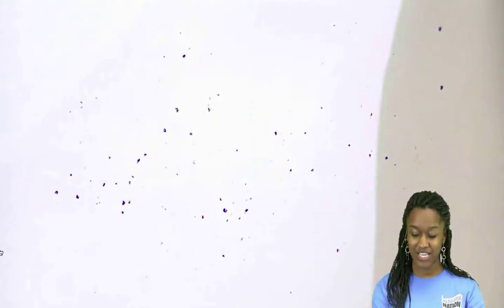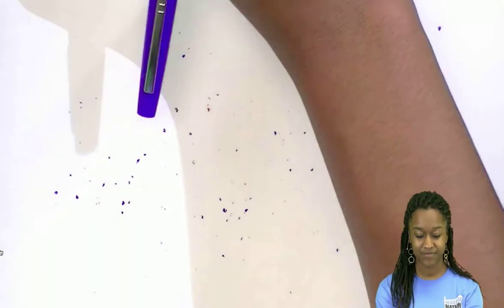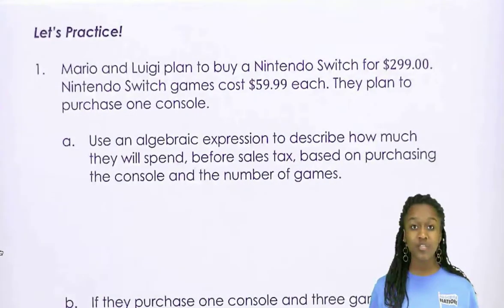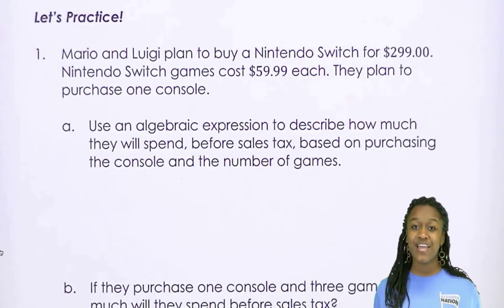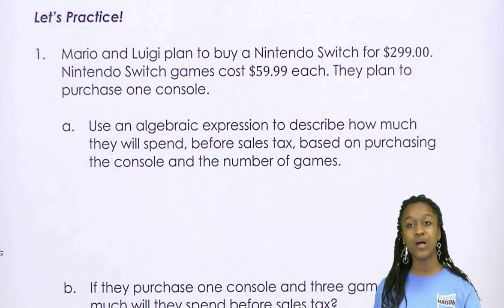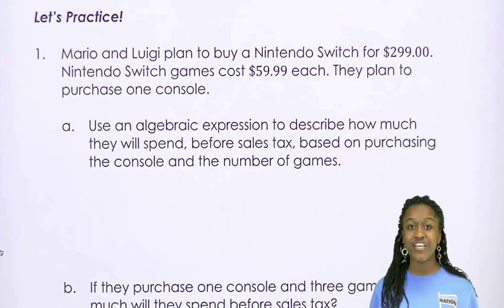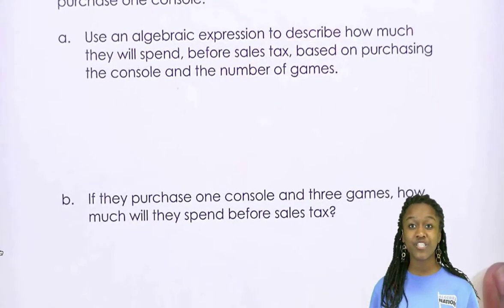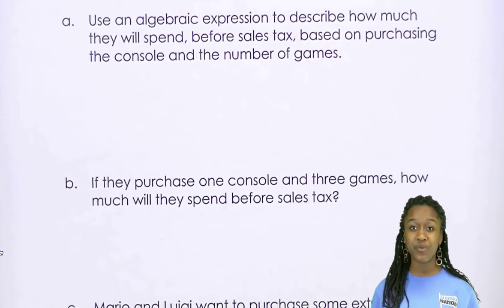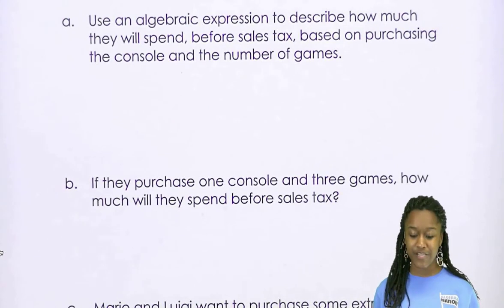Okay, let's practice. Mario and Luigi plan to buy a Nintendo Switch for $299. Nintendo Switch games cost $59.99 each. They plan to purchase one console. Part A. Use an algebraic expression to describe how much they will spend before sales tax based on purchasing the console and the number of games.